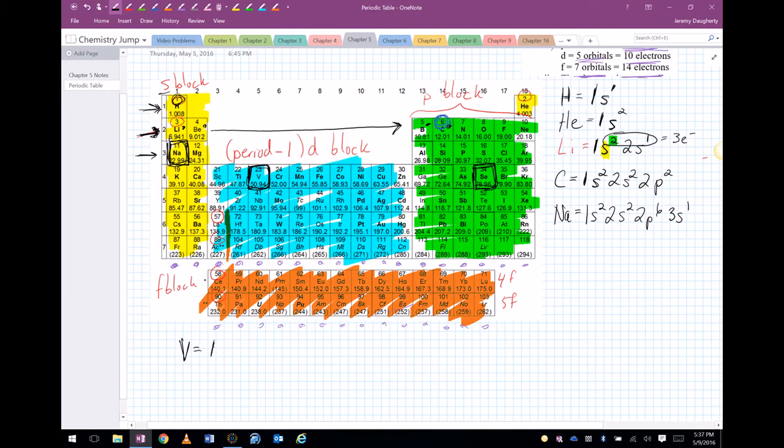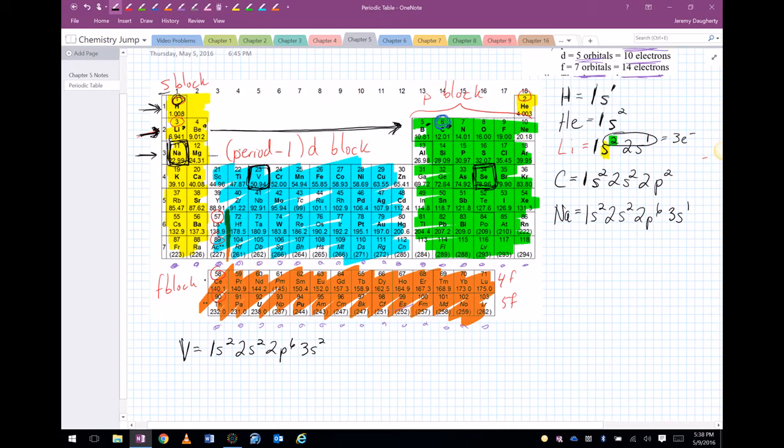Here's the first period, 1s2. Here's the second period, 2s2. Here's the third period, 3s2. Oh, wait, made a mistake. 2s2, we got to go to 2p6. Hopefully you got that.